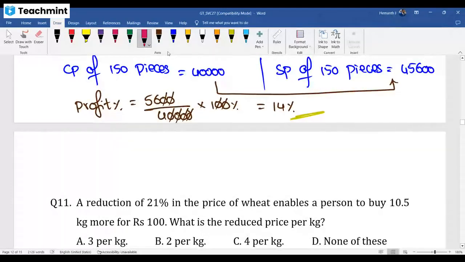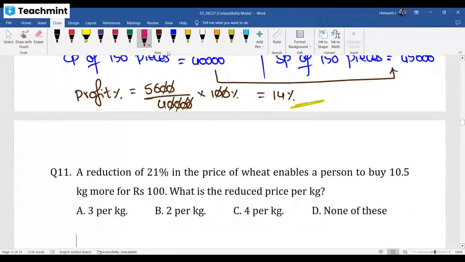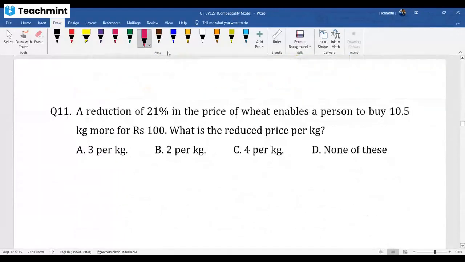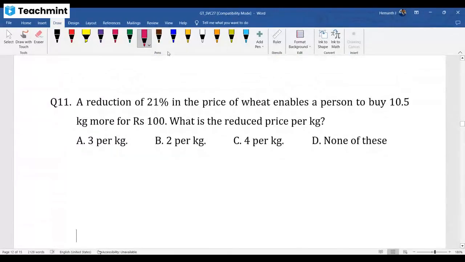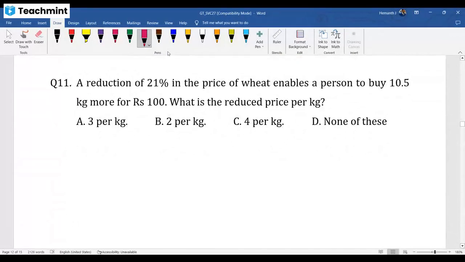We're done with 10 questions in quant. Let me go over the remaining now. A few more, at least 5 more questions we'll discuss. 15 in quant, 10 in reasoning, sounds good, right? A reduction of 20% in the price of wheat enables a person to buy 10.5 kg more for rupees 100. What is the reduced price per kg?